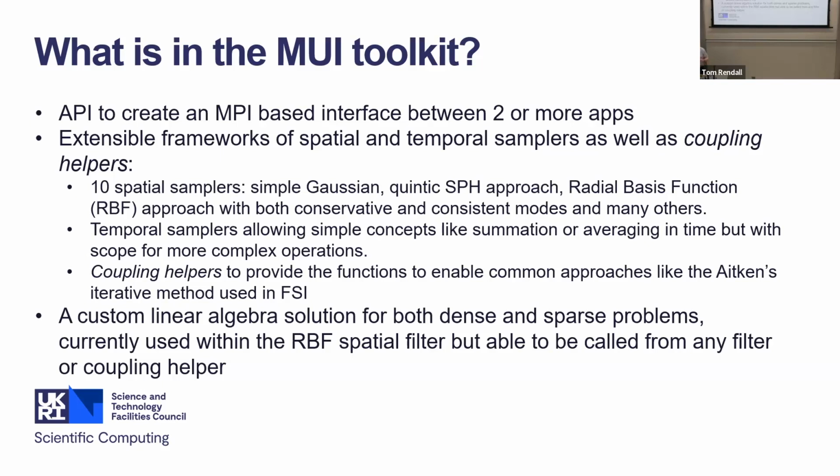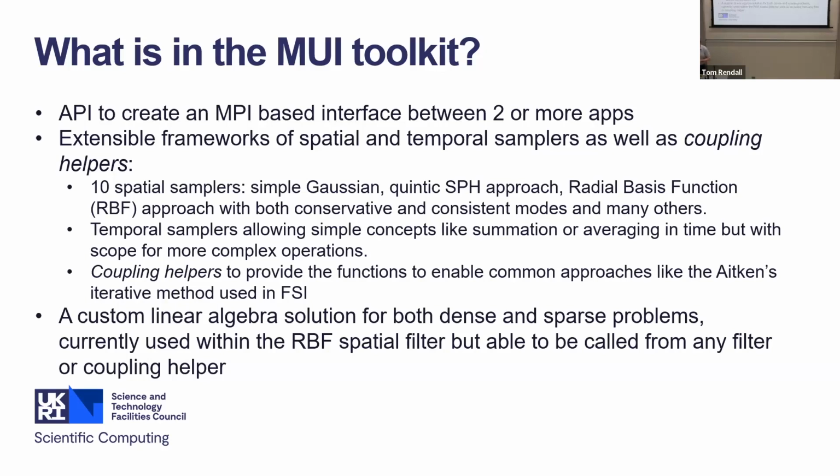It's one of the typical tight iterative coupling approaches used in FSI. So there's a helper function to enable you to create an Aitken approach in your code. Again, this is extensible, so you can add different helpers. It also provides a full custom linear algebra solution for both dense and sparse problems. It's not a big solution, it's a minimally viable solution for what we need it to do. But that's currently used within RBF, and this is why it has no external dependencies on other libraries like Eigen or PETSc.